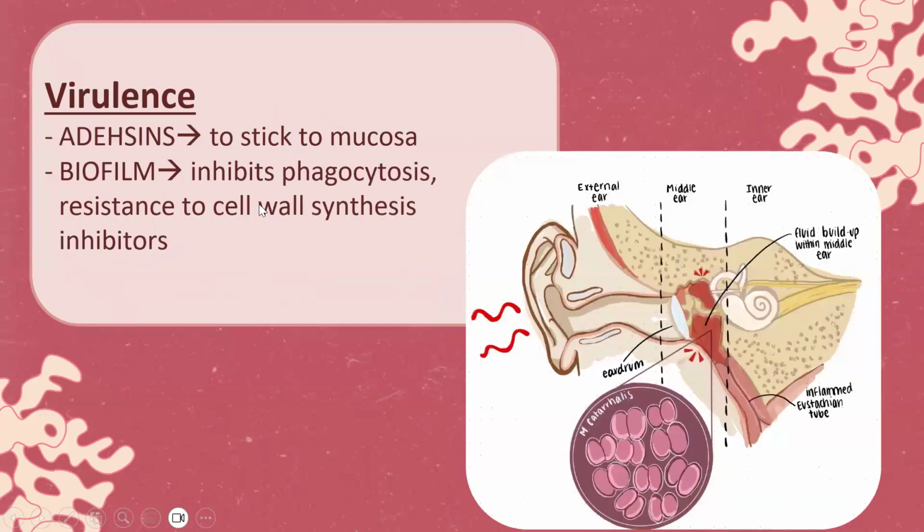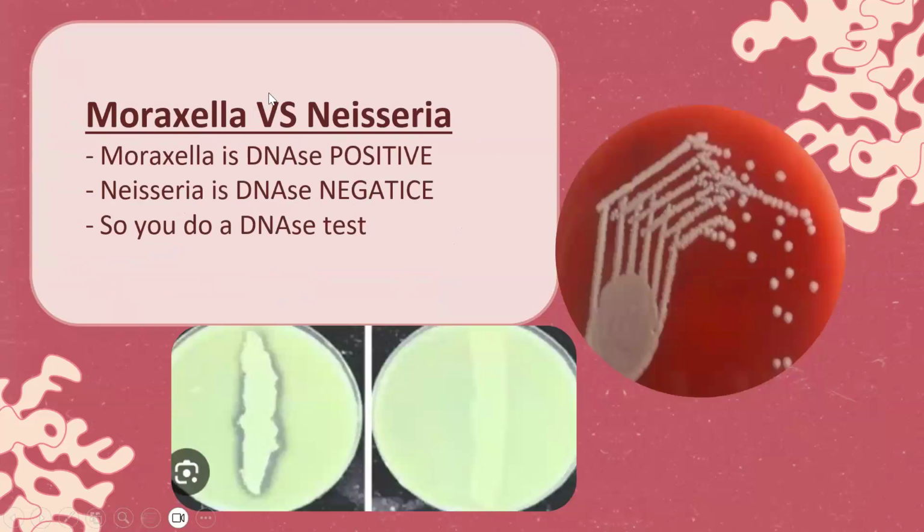Okay, so let's go here first. Moraxella versus Neisseria. Moraxella is DNase positive, Neisseria is, again, a typo, my mistake, my apologies. Neisseria is DNase negative. Okay, so you have two culture specimens. Both of them look the same under gram stain, and you forgot which patient had.